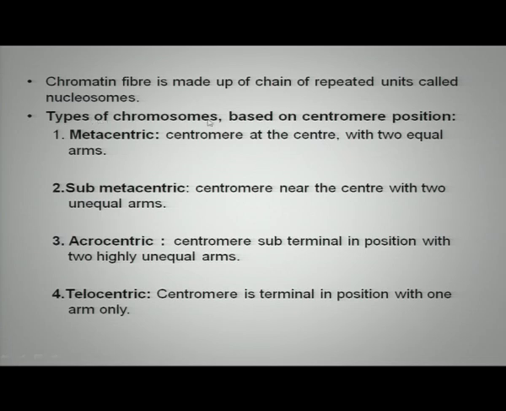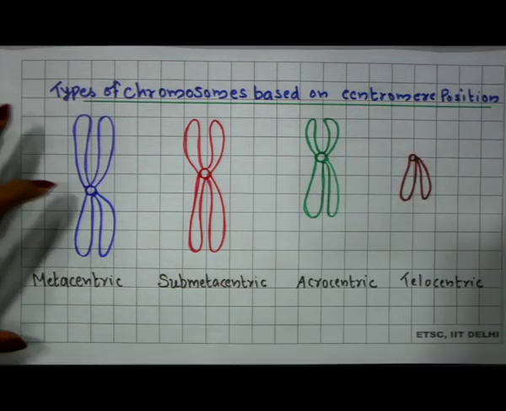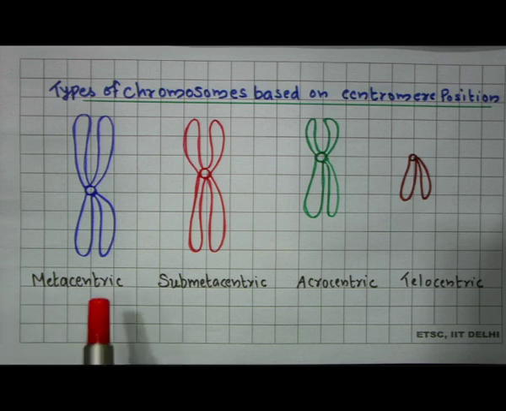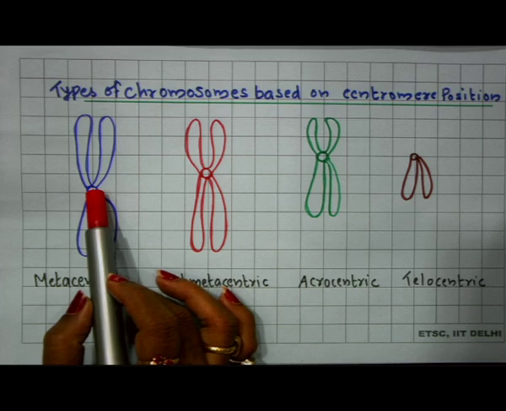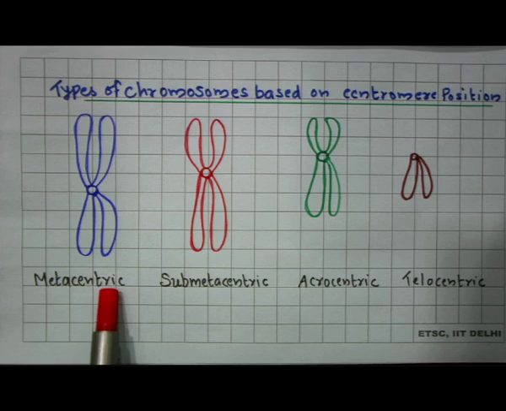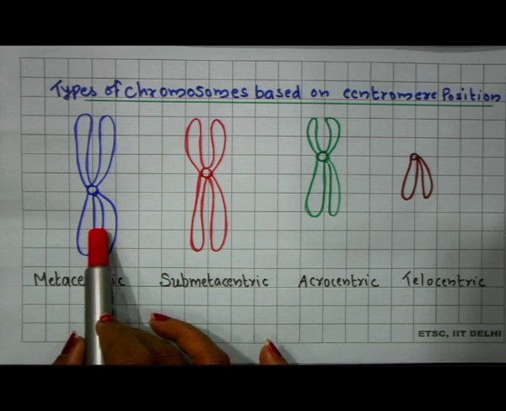Types of chromosomes based on centromere position. Here you can see the diagram of different types of chromosomes based on centromere position. The first one, here you see the centromere is exactly at the center. So, such chromosome we will call it as metacentric chromosomes with the two arms of equal size.